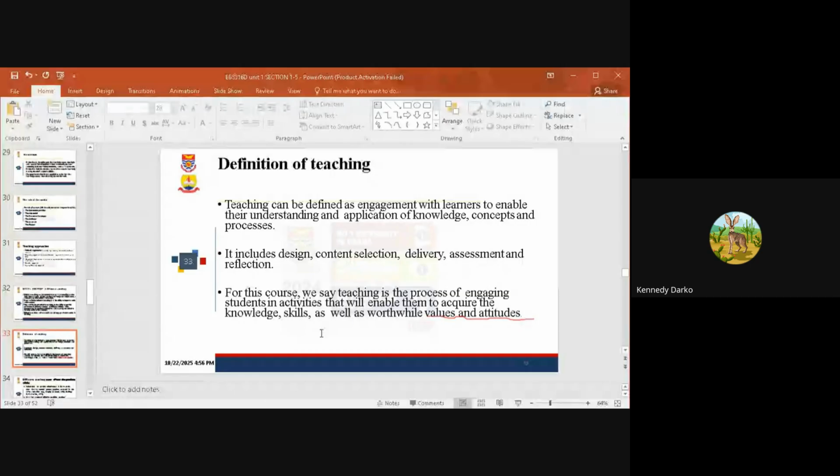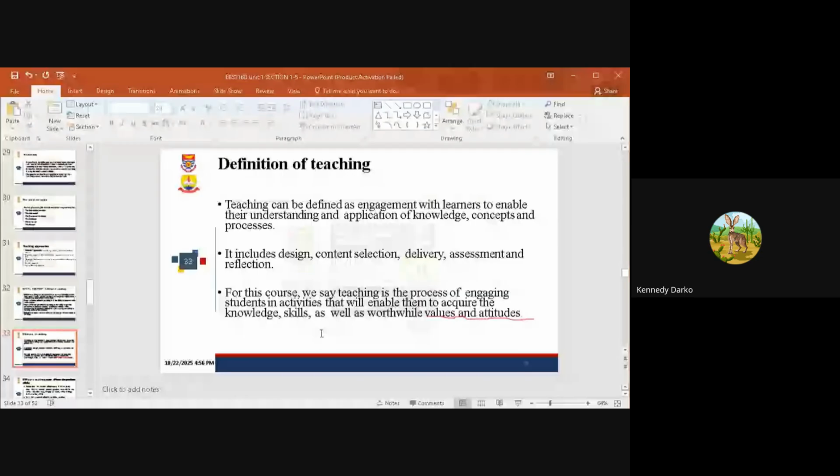This content, reflection, delivery, assessment, and reflection. What are you designing? You are designing your lesson notes. You are selecting certain content to help you to write your lesson notes so you'll be able to deliver. In the delivery aspect, you have designed it. You have selected certain materials. Now you're going to deliver it.